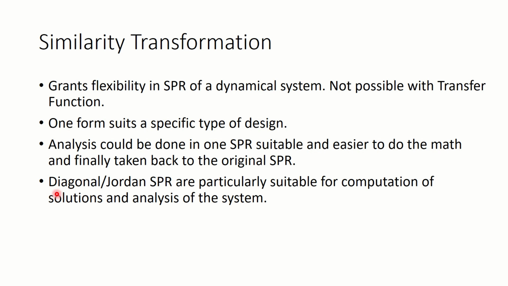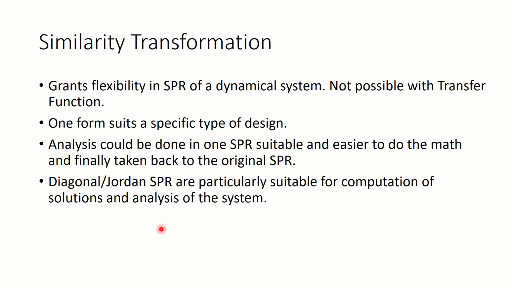Normally, as we have already found, the diagonal form is very suitable. So what is Jordan? We will learn shortly what is Jordan. Jordan is basically the generalization of the diagonal form when we have repeated eigenvalues. So diagonal or Jordan SSRs are particularly suitable for computation of solutions and analysis of the system. So we will use these SSRs in the diagonal or Jordan forms, and we will find out the similarity transformations which take us from any representation to the diagonal or the Jordan representation.